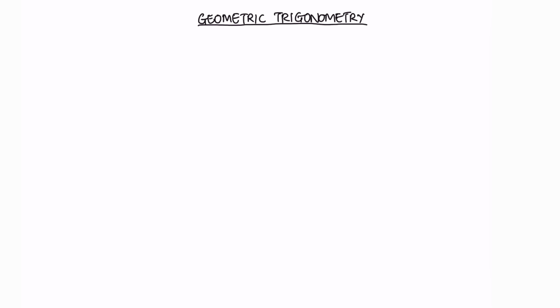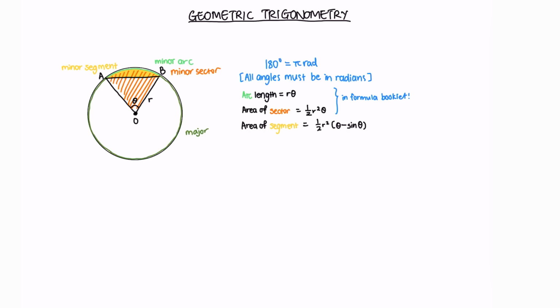Hello everyone, now we'll be moving on to a new topic, geometry and trigonometry. The first part that we'll be covering is geometric trigonometry, which is studying about areas, lengths, anything about triangles. So first, let's discuss how to find the arc length, area of sector, and area of the segment. All of these over here are somewhat related to the circle.